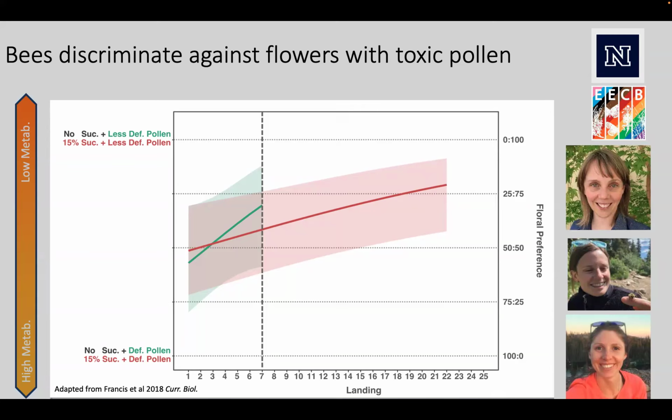And what's key here, and I'm not going to show you all these data and walk you through this whole plot, is that this is very finely tuned. So if we mess with the concentration of sugar or the concentration of defenses, it has a really major impact on the rate at which bees shift their preference and the strength with which they discriminate. There's some stats if you care.